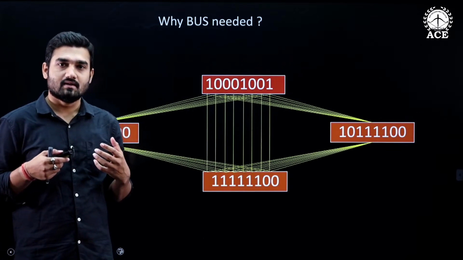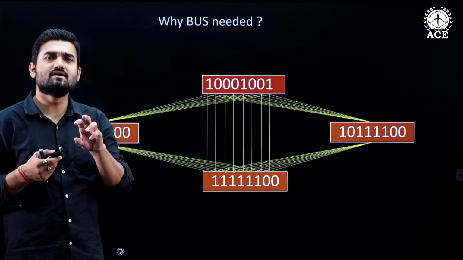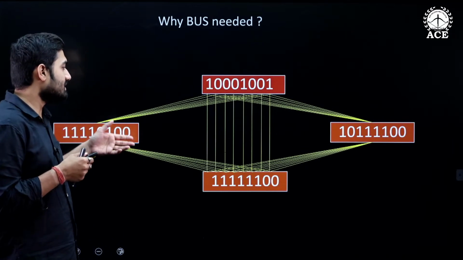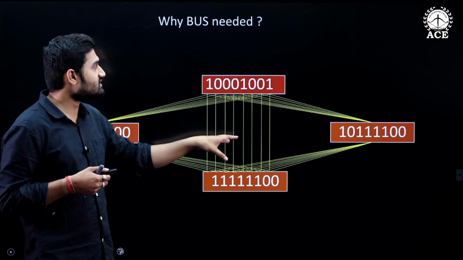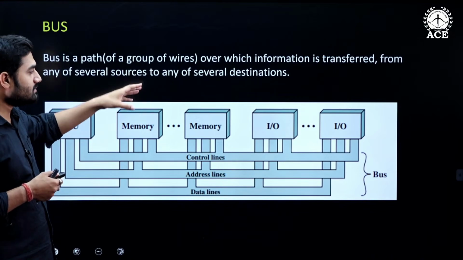That means the moment the number of registers increases, it becomes clumsy. It is not looking good, right? So just to prevent this particular scenario, a bus is needed. Now, how does a bus look?